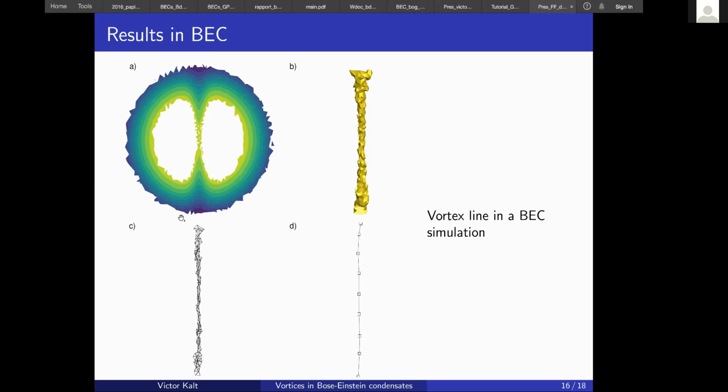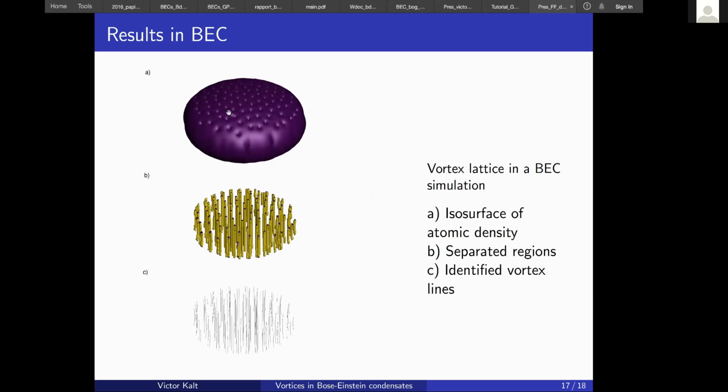If we compute the circulation, we will remove the skin of the condensate. So we have only the vortex that is present in the center of the condensate, and then we can compute the circulation and then average the points here. If we look at a more complex simulation with many vortices here, we see that the method works well because we obtain all the vortex lines that are present in the simulation.